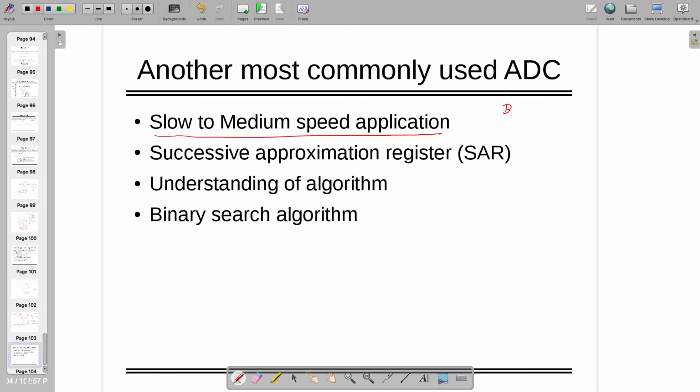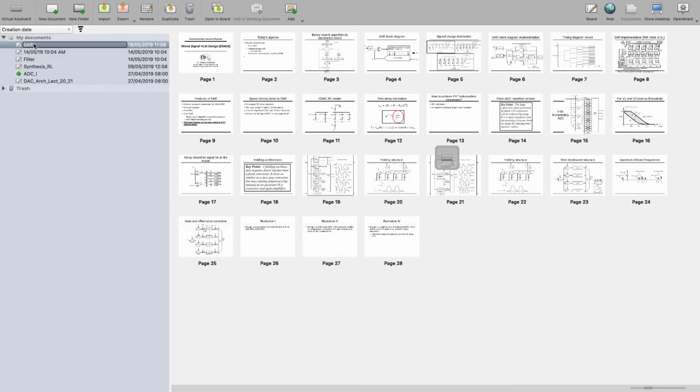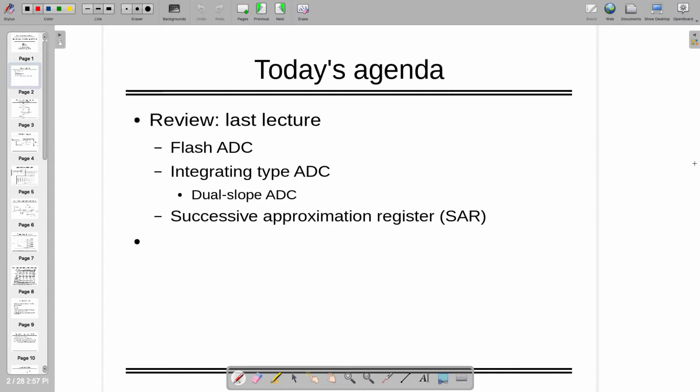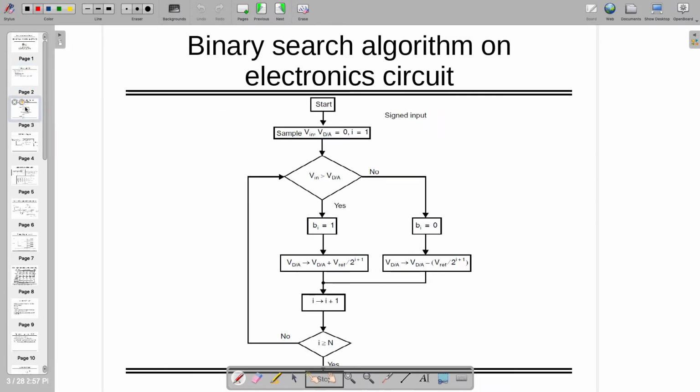Anyway, you have to understand what kind of application you are using, and depending on that you can use dual slope or flash ADC. These are the two ADCs which we have studied. So now the next part is actually the successive approximation register. So we know about the binary search algorithm. We are going to start with exactly half.